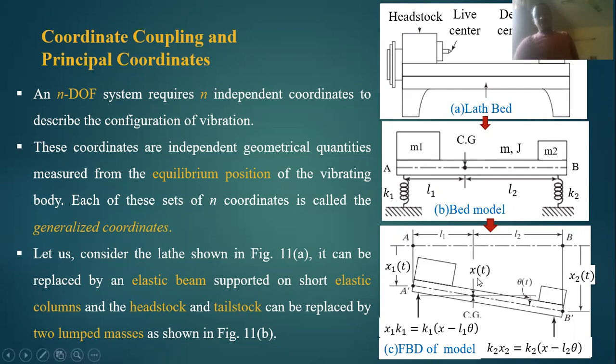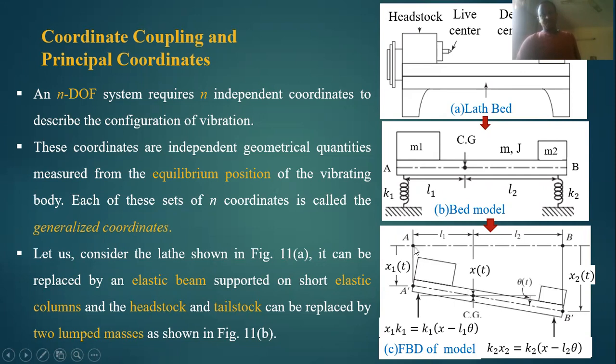On that, we have x1 of t and x2 of t, which are the two modes of vibration or deflection of the system from its equilibrium position. So A and B represent the position of equilibrium. This center line represents the position of equilibrium of the system before the excitation or before the vibration. Once it vibrates, point A goes to point A prime, and point B goes to point B prime.